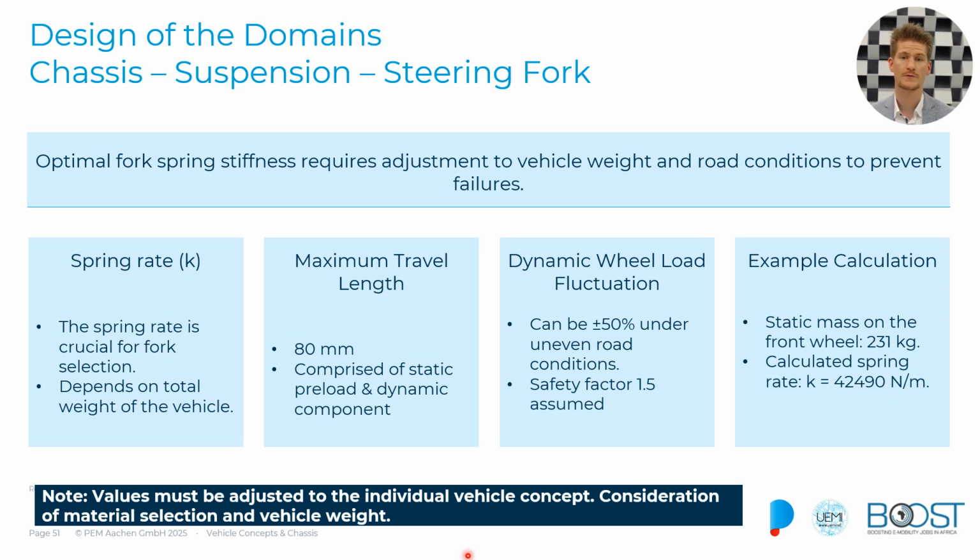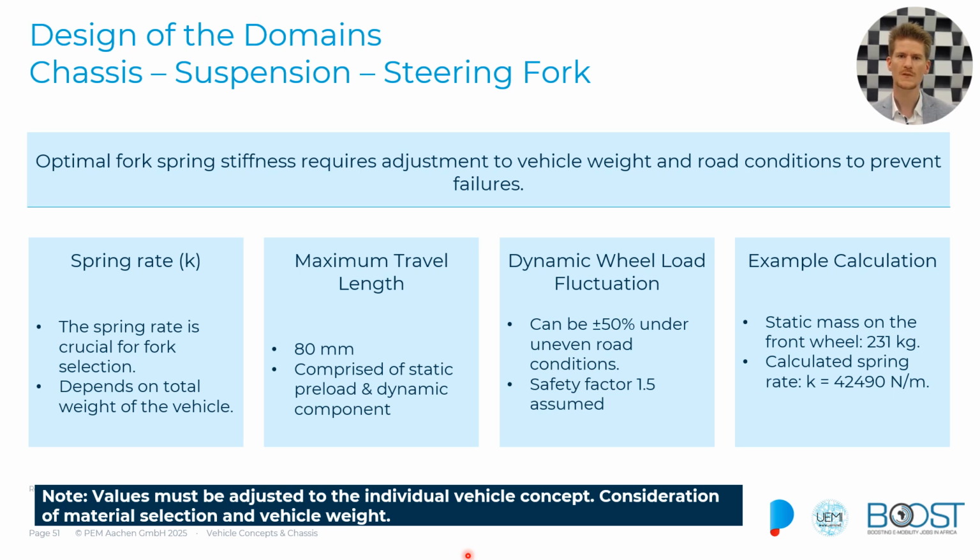And we have a static mass on the front wheel. We will say that our tuk-tuk has a total weight of 1,100 kilograms, and about 21% of that is on the front wheel, according to the center of gravity and the way it is related to the wheelbase. So the maximum travel of the fork is set to 80 millimeters, so 0.08 meters.